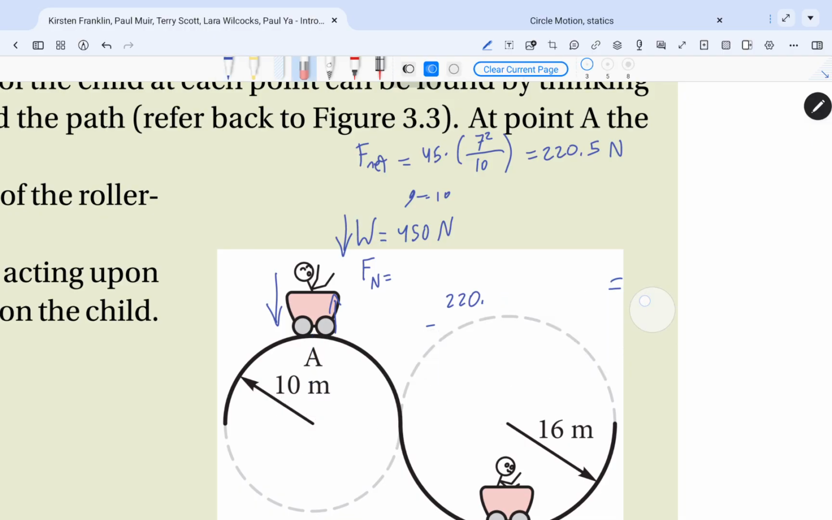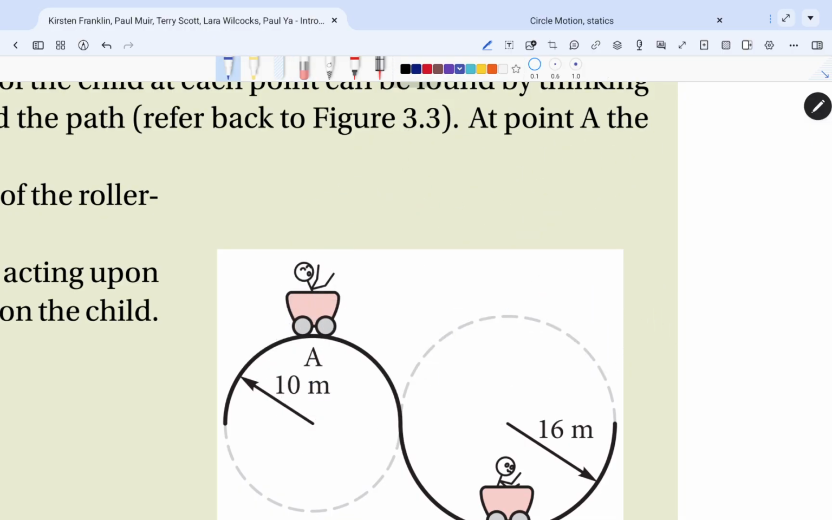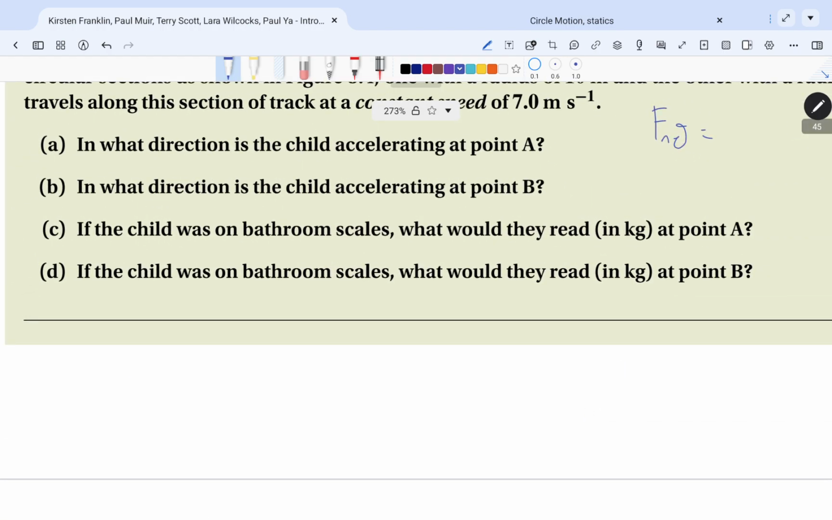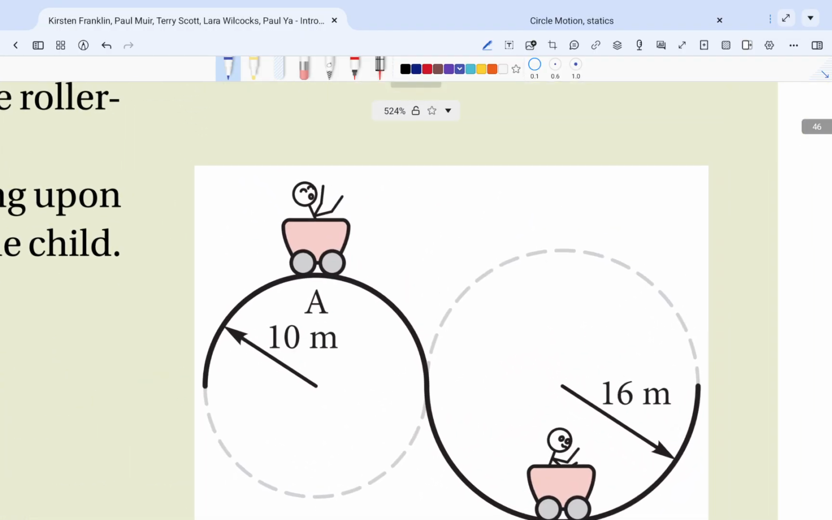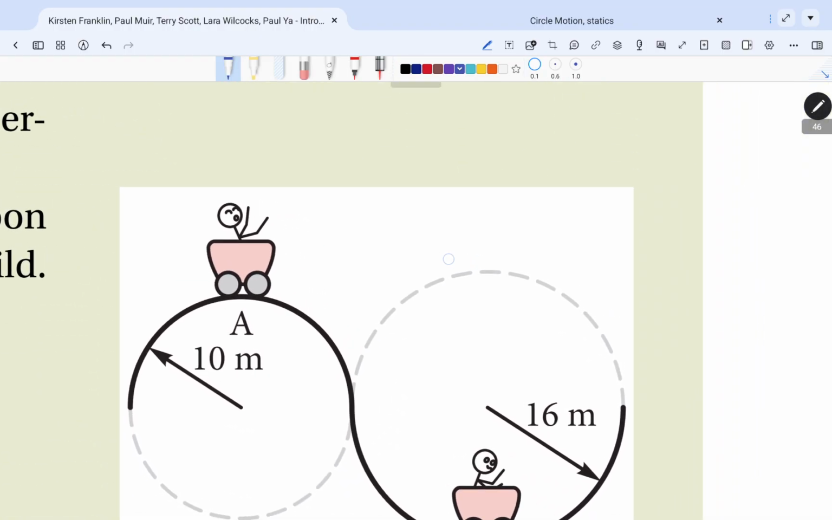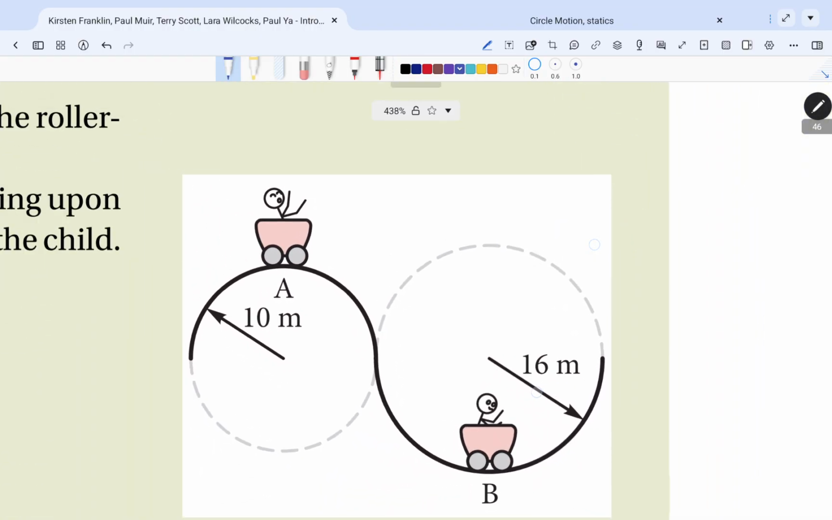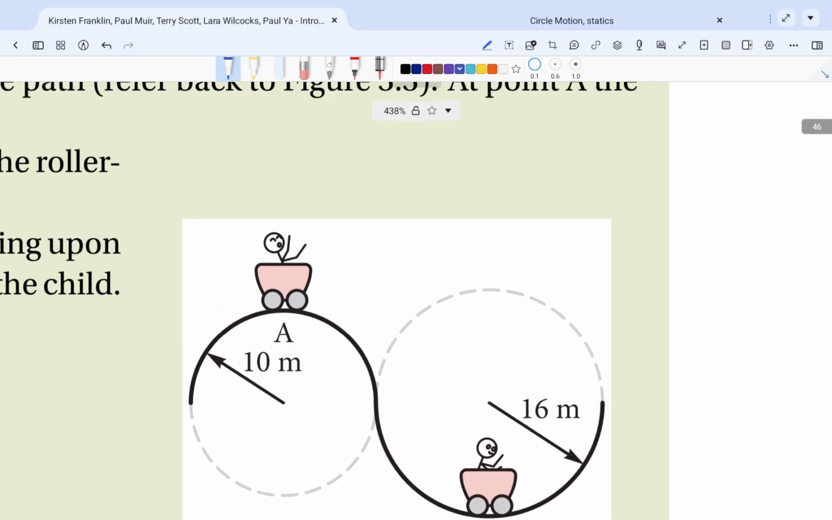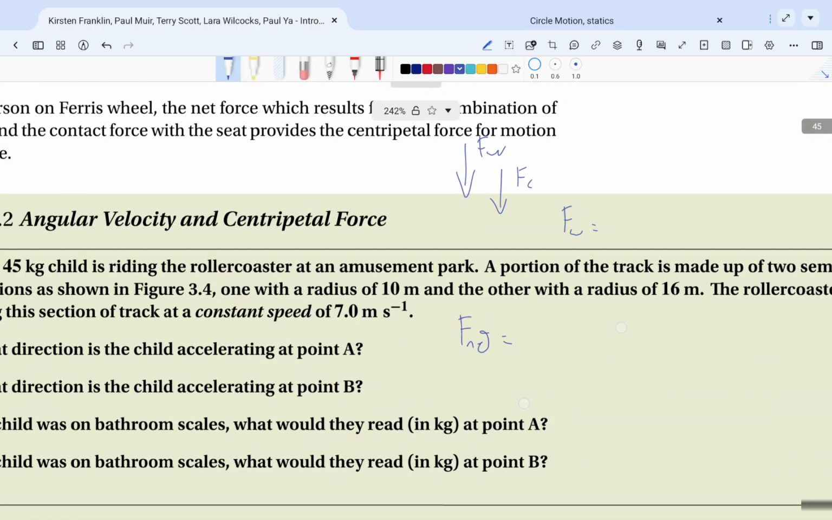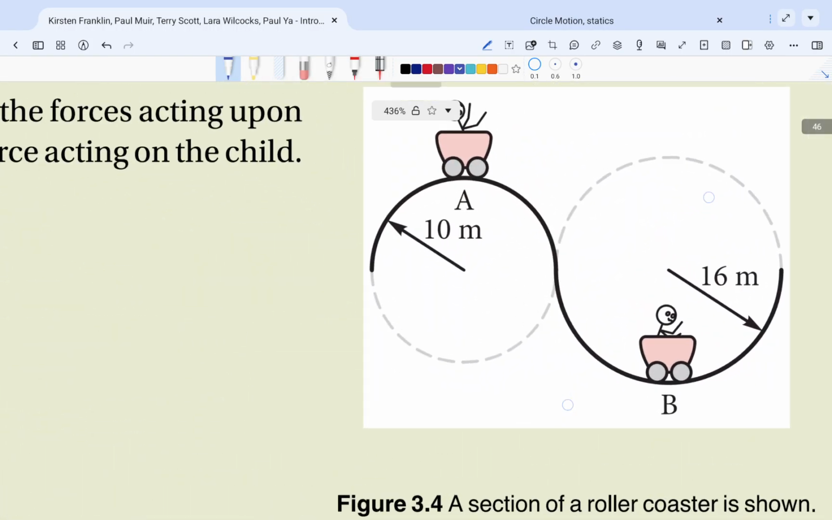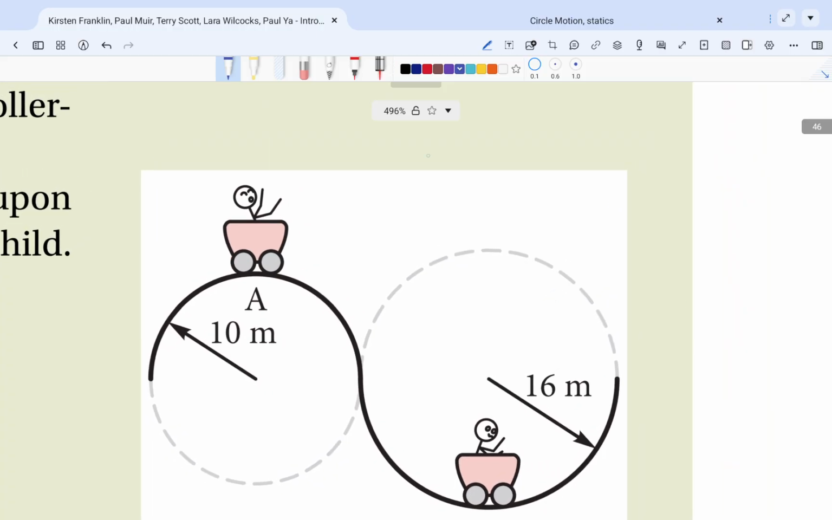Let's do part D. I was going to skip it, but this was a bit all over the place. What would they read in kilograms at point B? Okay, first let's find the centripetal force. The centripetal force is pointing up. Let's keep down as the positive direction. So pointing down is the weight, mg, and this is the same kid, 45 kilograms. What's the weight? Weight equals 450 newtons. Down is the positive direction.